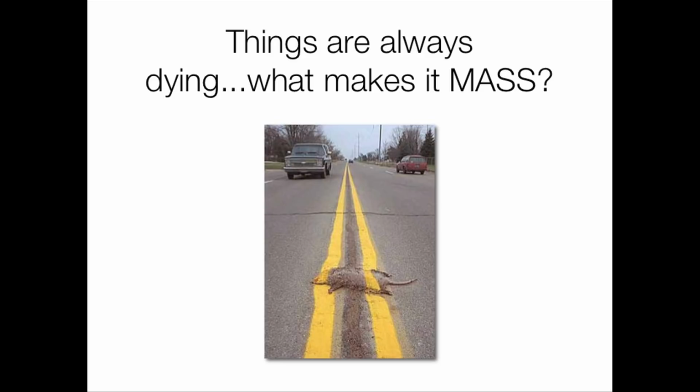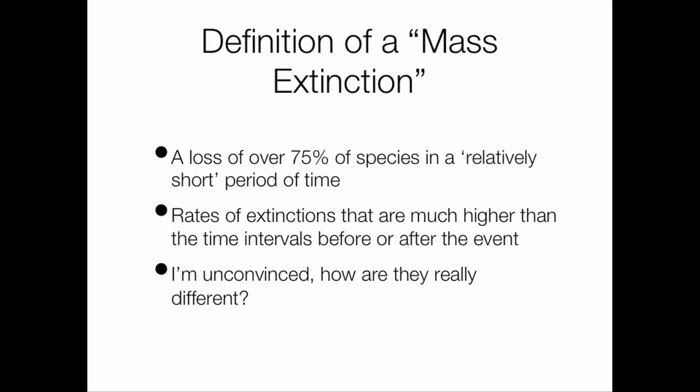So it turns out that if you ask different people, you'll get different answers. But the general rule is that it's a loss of over 75% of species in a relatively short period of time. So what is that period of time, relatively short geologically speaking? Like 1 million or so years. Okay? It's also where rates of extinction are much higher than the time intervals before or after. Okay? So you might be saying to yourself, well, how do you really distinguish that? So let's look at it a little closer.